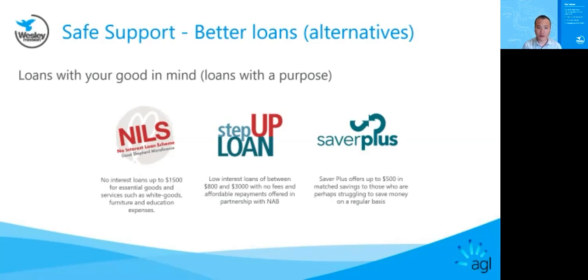Secondly, a step-up loan. They're very similar to Nils, but these are low interest loans. So before, Nils, you got no interest. Step-up is low interest, between $800 to $3,000. So this is an alternative to just getting a loan from a bank or anywhere else, or using a credit card. And finally, Saver Plus, where they offer $500 of match savings. $500 is a good amount. It's the attitude, not the amount.